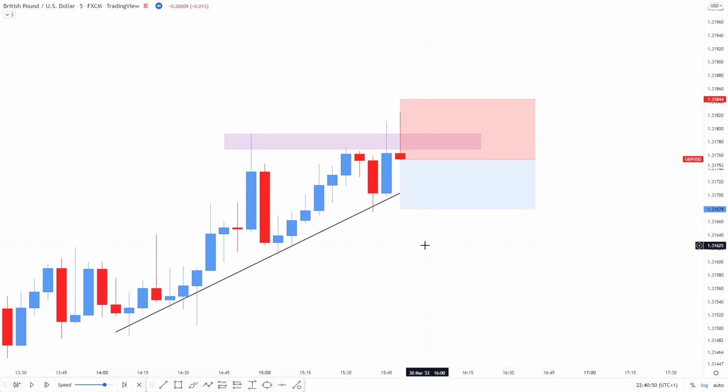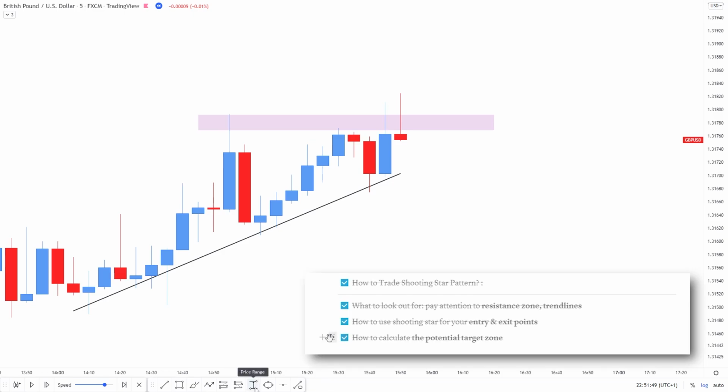The height of the candlestick represents the price rejection point, and it's also the point at which the price is reversed. To calculate the take profit, the shooting star pattern provides clearly defined levels.